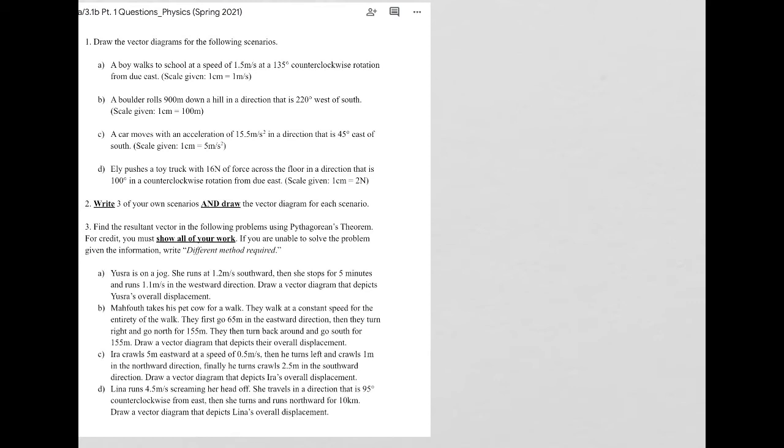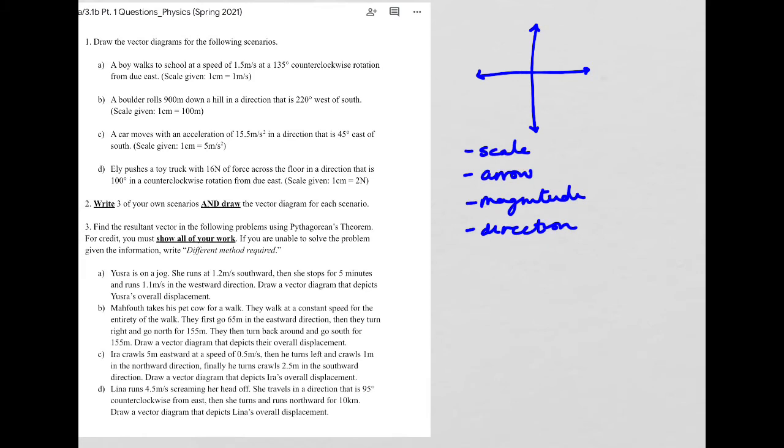Remember, there are 4 components of a vector diagram that we're going to need. We're going to need our axis. Well, the axis is not one of the components, but I'm going to put an axis here. Those are the 4 characteristics that we need for our vector diagrams. So our scale, let's do that first. We have 1 centimeter equals 1 meter per second. For full credit, you have to write this. I'm going to keep going in red, because you should be writing your answers in red also.